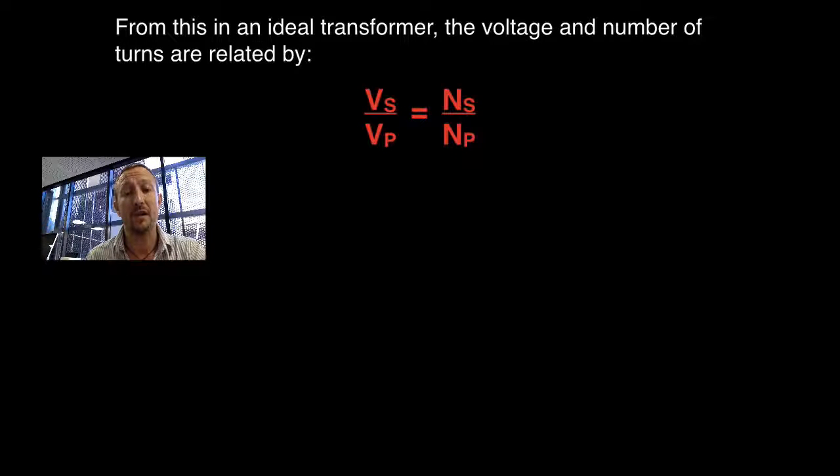The algorithm we've got is Vs, which stands for the voltage of the secondary coil, divided by Vp, the voltage of the primary coil, will equal Ns, the number of turns of the secondary coil, divided by Np, the number of turns on the primary coil.